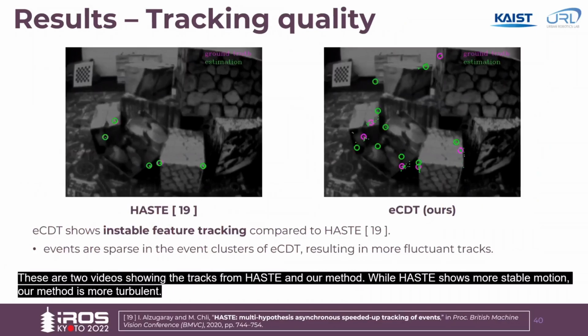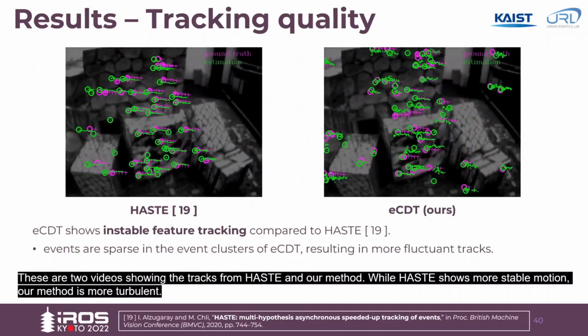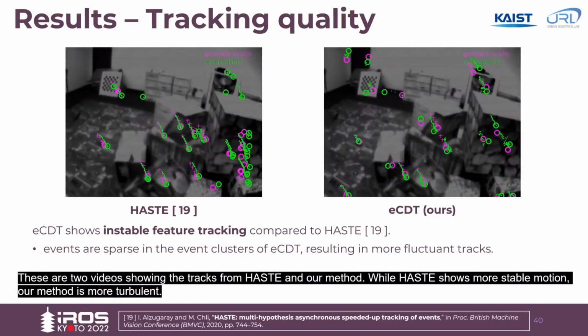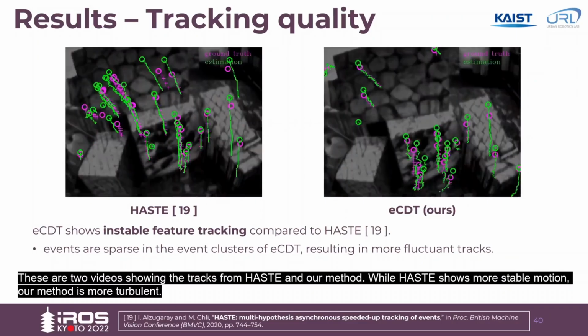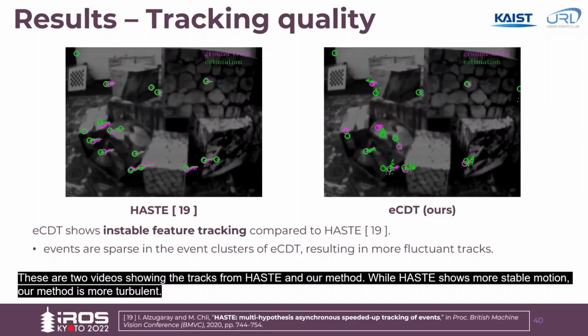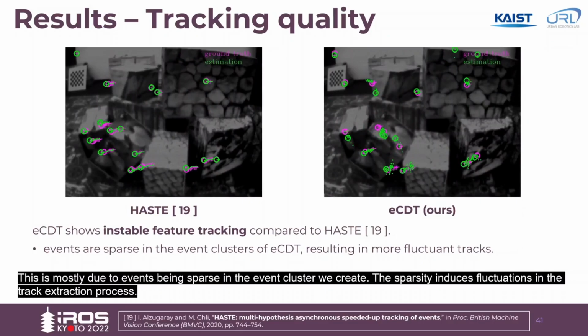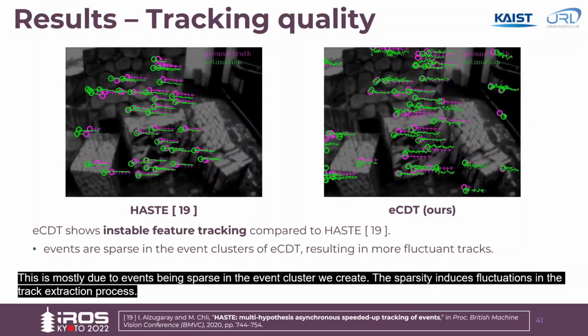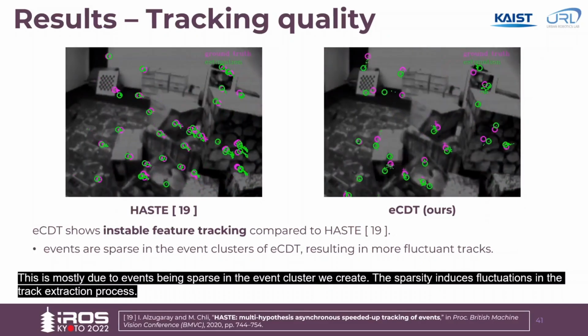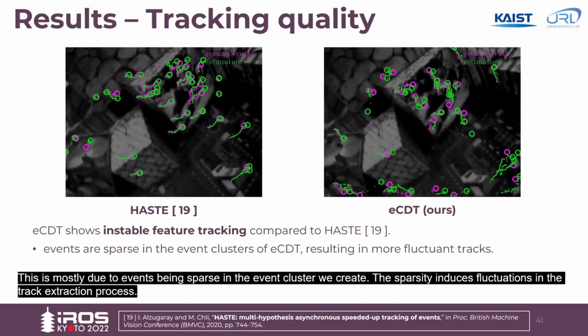These are 2 videos showing the tracks from HASTE and our method. While HASTE showed more stable motion, our method is more turbulent. This is mostly due to the events being sparse in the event cluster we create. The sparsity induces fluctuations in the track extraction process.